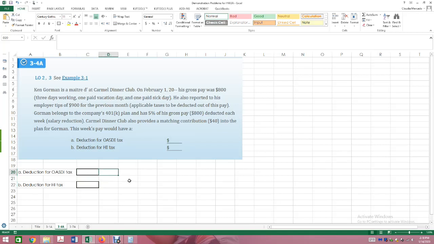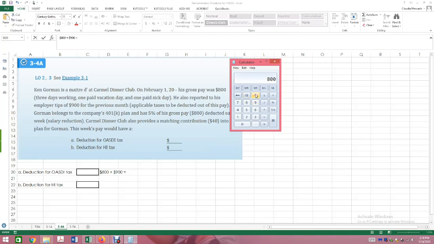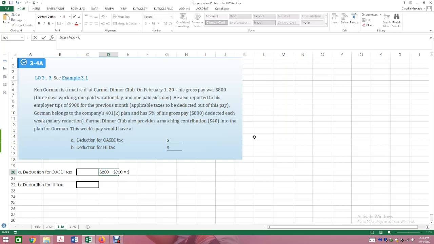So the first thing we're going to do is figure out how much he made, or how much his taxable earnings are, okay? Well, I know that he earned $800 this week because he worked 3 days and he got paid a vacation and a sick day. He earned $800, and he also earned $900 in tips that he had not reported, okay? So the total of this, let's do the math, 800 plus 900, that's $1,700, okay?